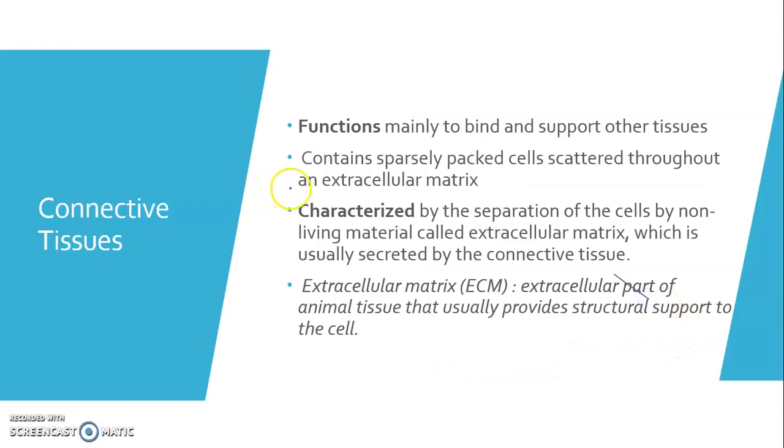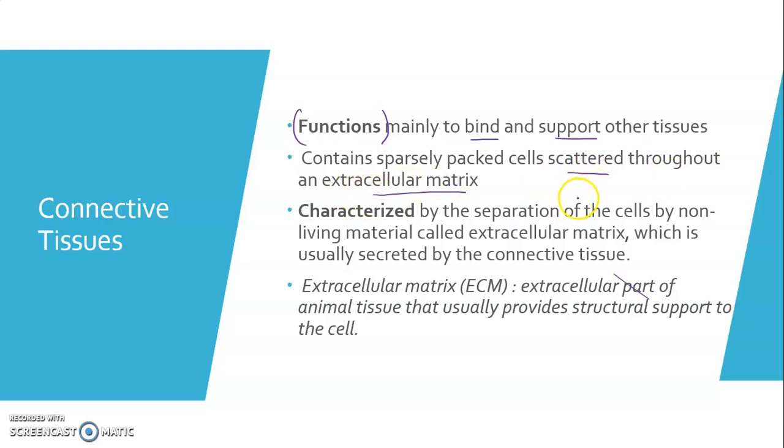Okay, next we go to the connective tissues. For the connective tissues, look at the function first. The function is mainly to bind and support other tissue, which means that it can support the epithelium tissues, the muscle tissues, and also the nervous tissue. That's just an example. It contains sparsely packed cells that are scattered randomly throughout an extracellular matrix.